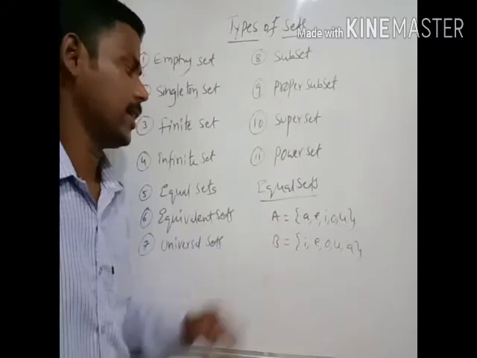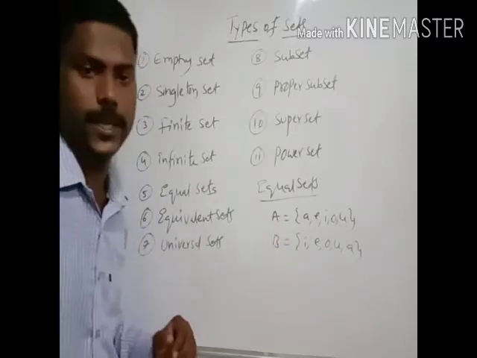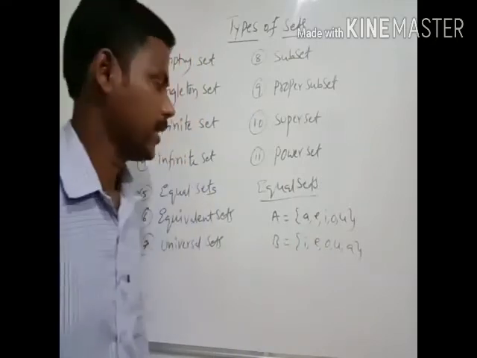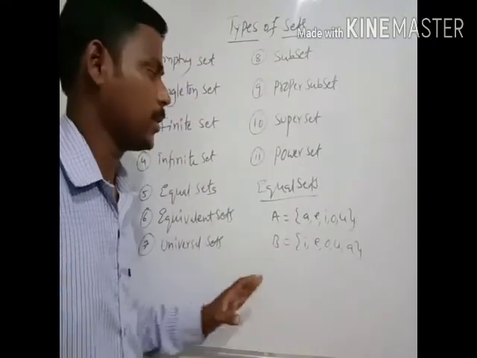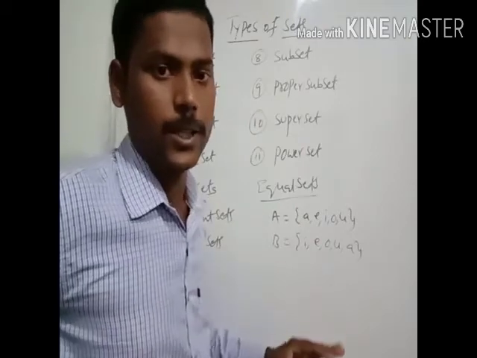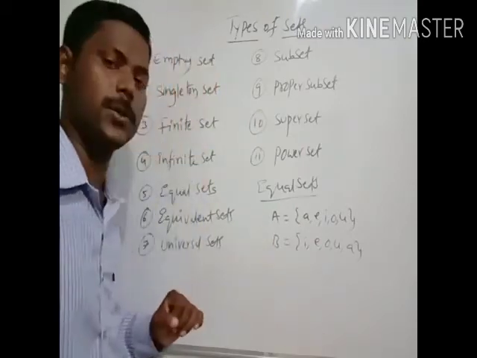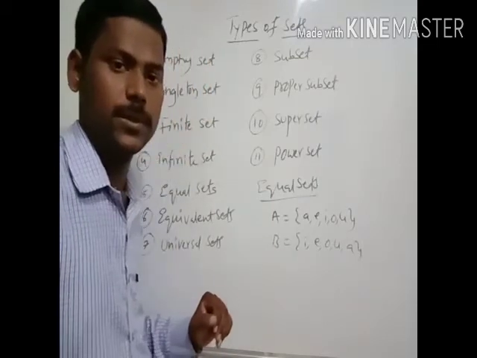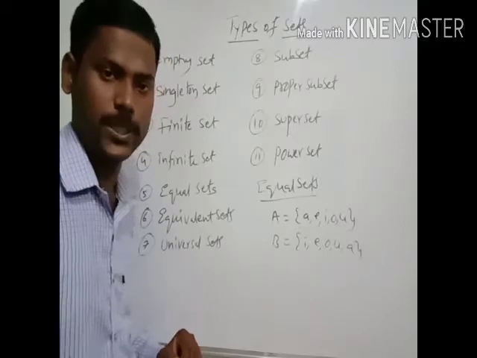Then the two sets are called equal sets. If two sets A and B are said to be equal sets, then what happens? The two sets have the same elements, and the cardinal numbers of the two sets are also equal for both of them. Okay, children.